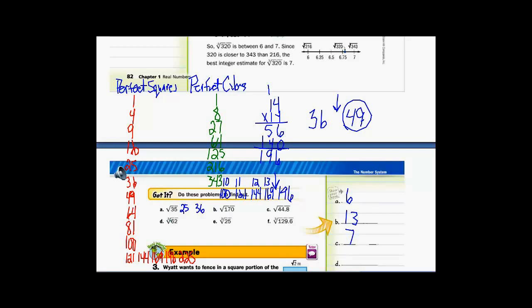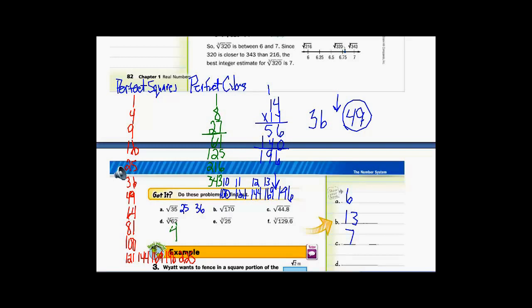So the cubed root of 62. If we're talking about cubed roots, go down our chart right here. 62 falls in between here. So it's going to be in between 3 and 4. This is my third cube. This is my fourth one. It's going to be between 3 and 4. 62 is so much closer to 64. So the answer to that is 4.